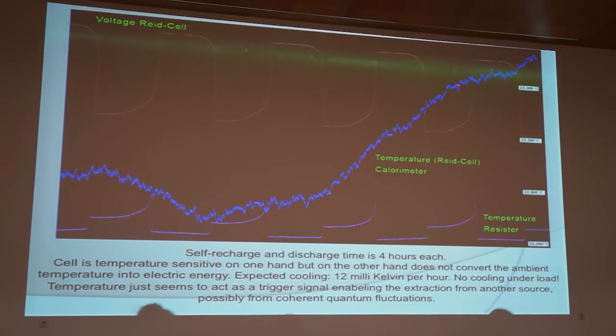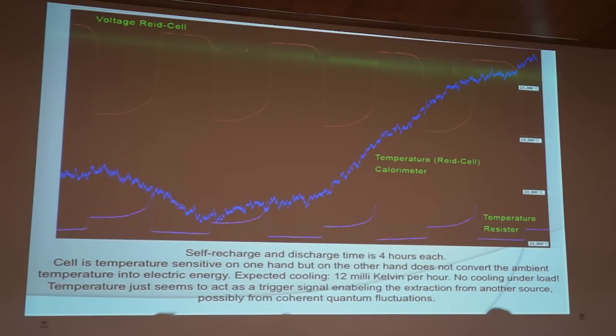The blue line shows the temperature in the calorimeter, and we are measuring in a resolution of less than 1 millikelvin. This is 5 millikelvins from up here to here. This here is the temperature of the resistor, which is of course outside of the calorimeter, but this is not to scale here, it will be much higher. Now the self-recharge and discharge time is 4 hours each. The cell is temperature sensitive on one hand, but on the other hand does not convert the ambient temperature into electric energy. The expected cooling was 12 millikelvin per hour.